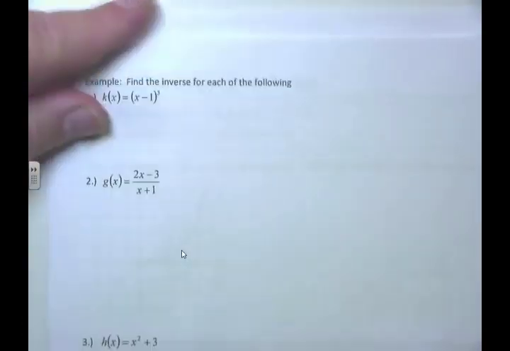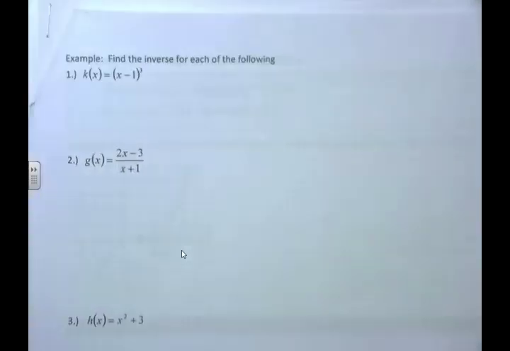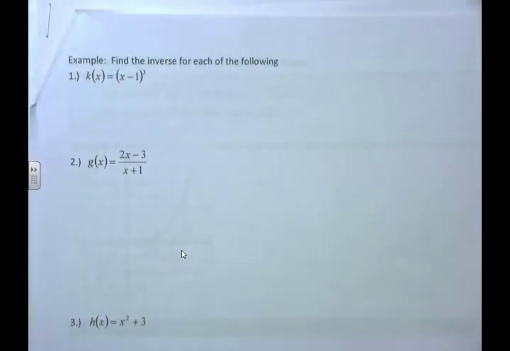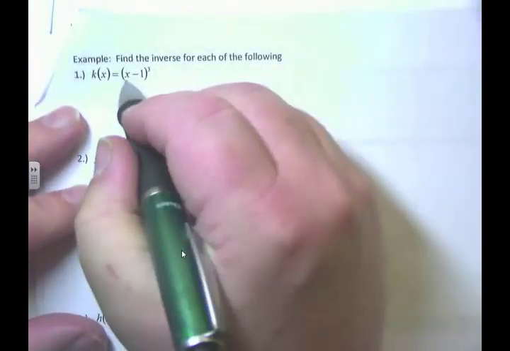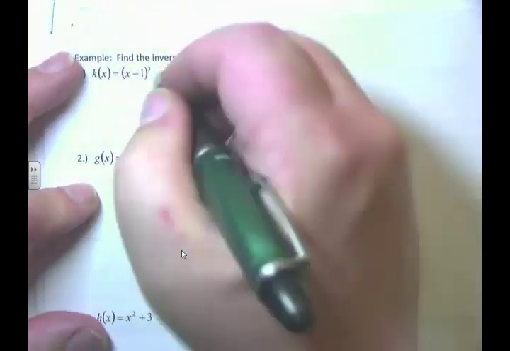Now, look at the directions. That's really what you're paying attention to with this particular set of notes. Example: find the inverse of the following. K of x is equal to x minus 1 quantity cubed. All right, here we go. X minus 1 quantity cubed.